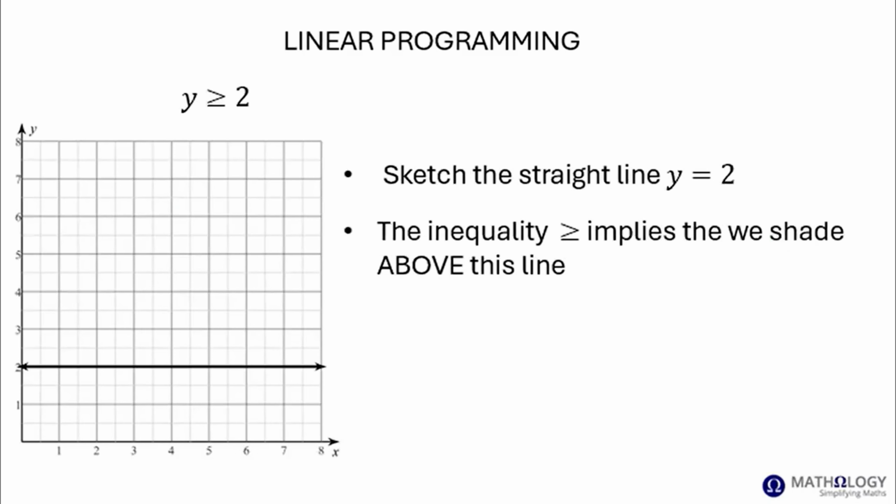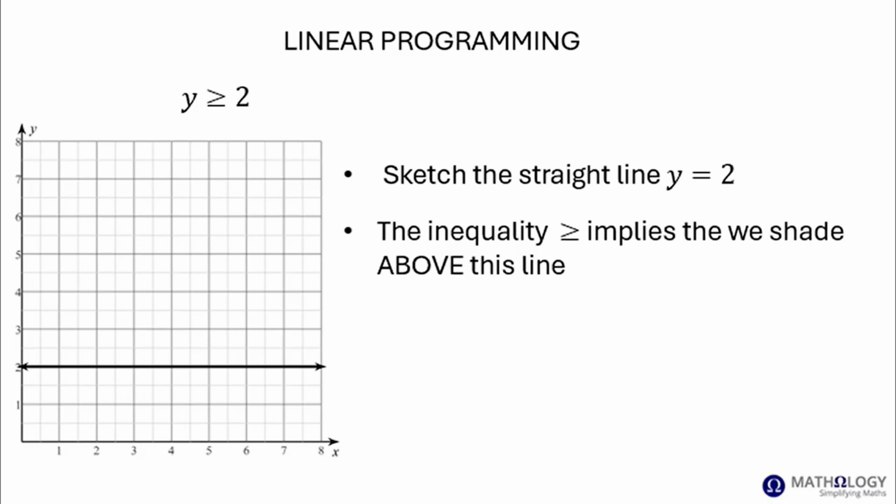So the first example, to sketch the linear inequality y is greater than or equal to 2, we are first going to sketch the straight line y equals 2, which is just a horizontal line on your Cartesian plane that passes through the point where y equals 2. So that's indicated by the black solid line on the grid.